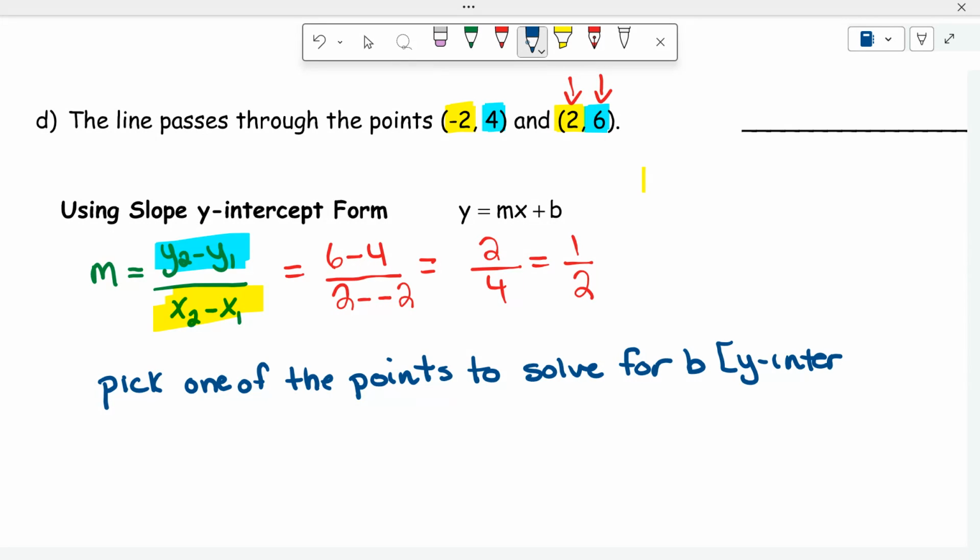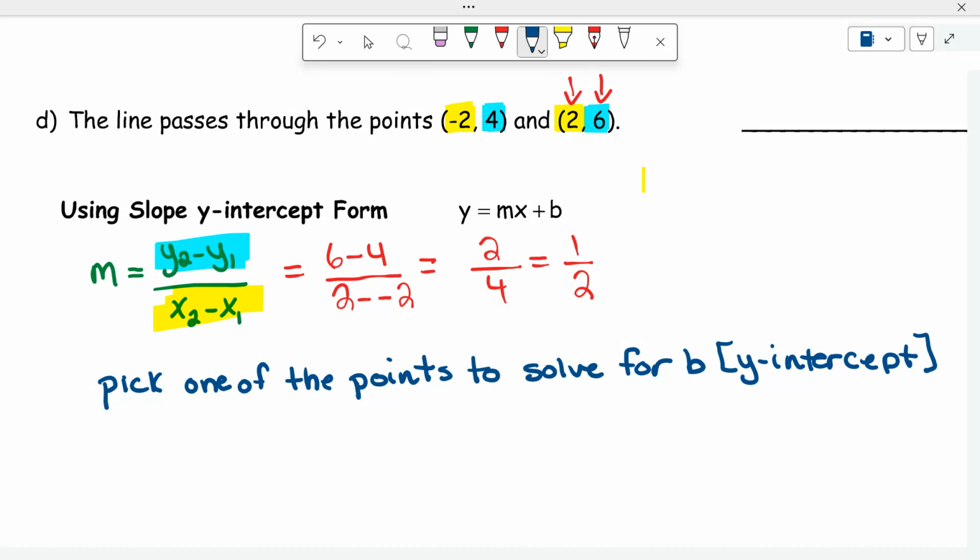Does it matter which one you pick? Nope. Right? If I pick the first point, you pick the second point, we're getting the same answer because there are 2 points on the same line. So you guys pick, do you want to use negative 2 comma 4 to solve for b, or do you want to use 2 comma 6? Yeah. And why did you guys all say that?